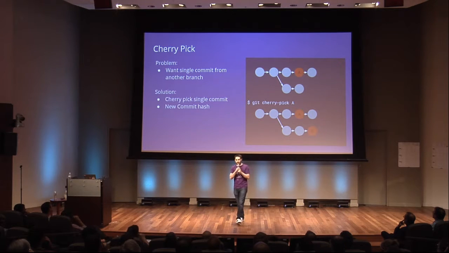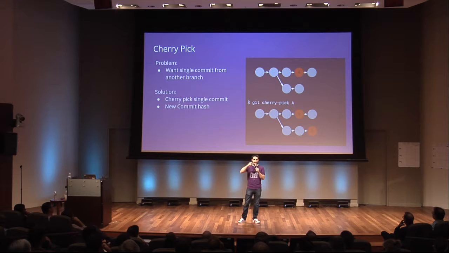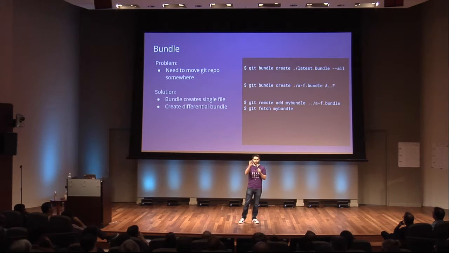Cherry pick. When you want a single commit from another branch, but you're on a separate branch, you can git cherry-pick. It's a built-in feature. Hey, look at that. It's going to create a new hash on the second branch, but it'll still be the exact same code replayed.